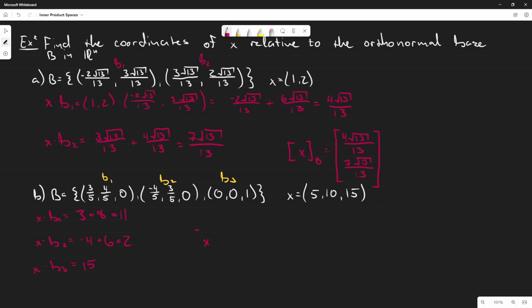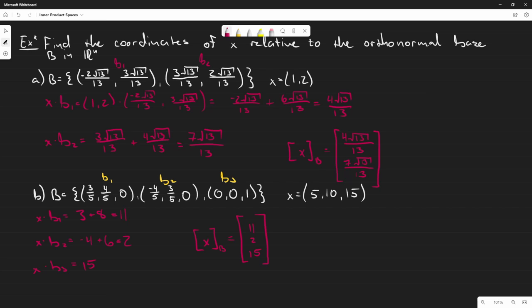So our coordinate relative to the orthonormal basis is simply 11, 2, and 15. And it has to be in the order that it was provided, because each one is with respect to that vector. And so that's pretty much it for this one. These are relatively simple. And that is it for the second example. And this also concludes this video.